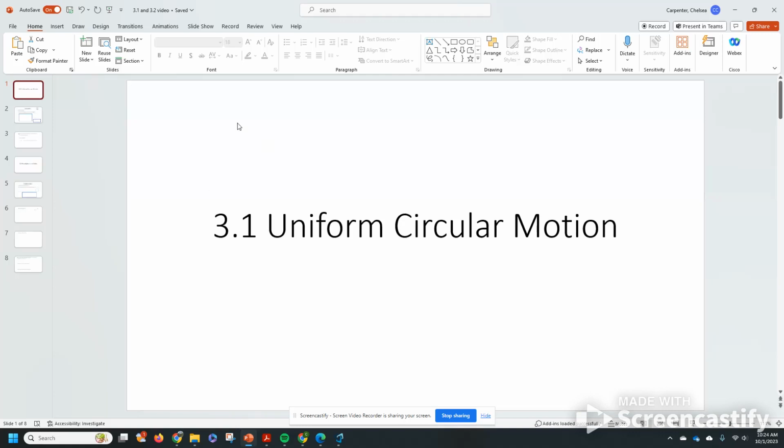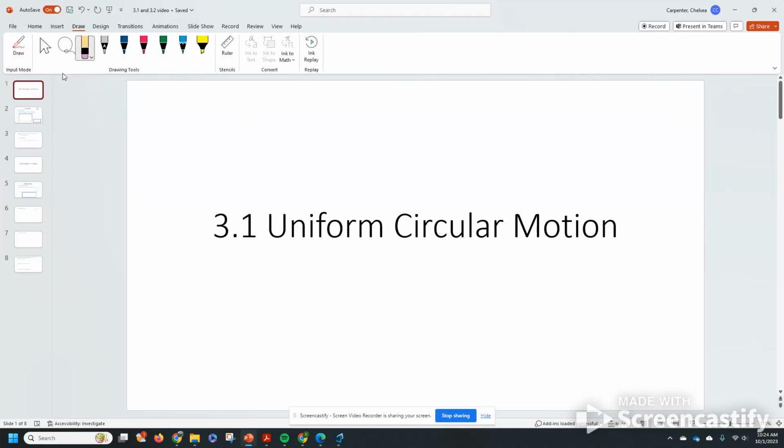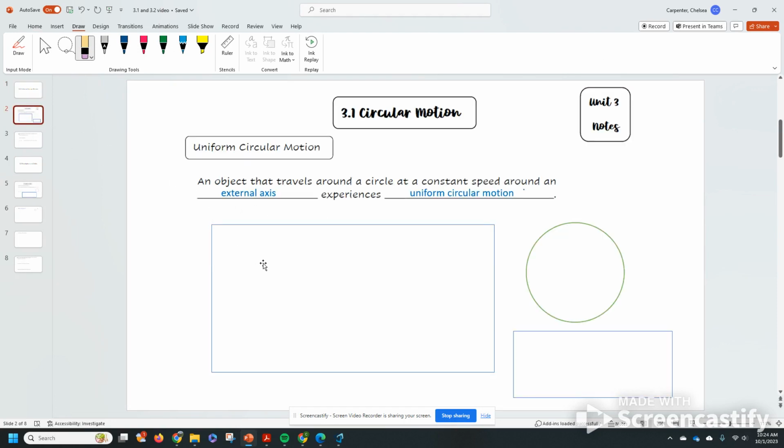Everybody. We're going to go through the 3.1 notes on uniform circular motion. Uniform circular motion describes an object that travels around a circle at a constant speed around an external axis. We call that uniform circular motion.